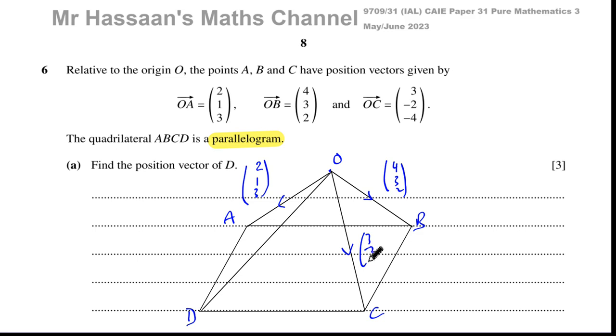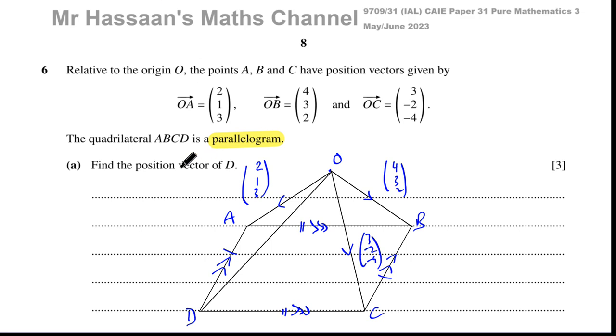(3, -2, -4). I know that this side is parallel to this side and the same length, and this side is parallel to this side and the same length. These two lengths are the same, and these two lengths are the same. So we know the opposite sides are parallel and equal in length. So we want to find the position vector of D.